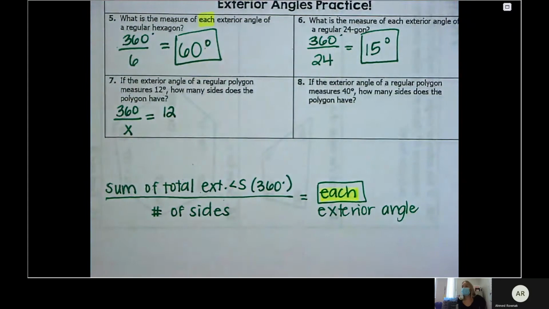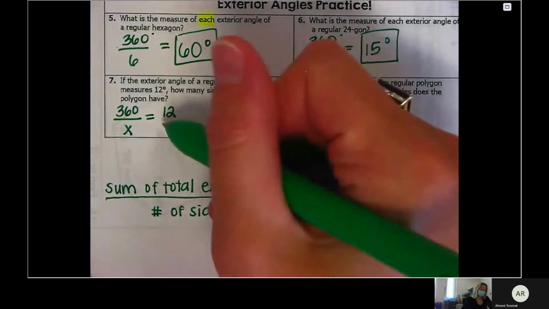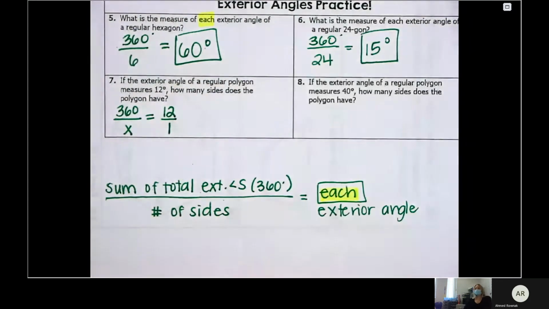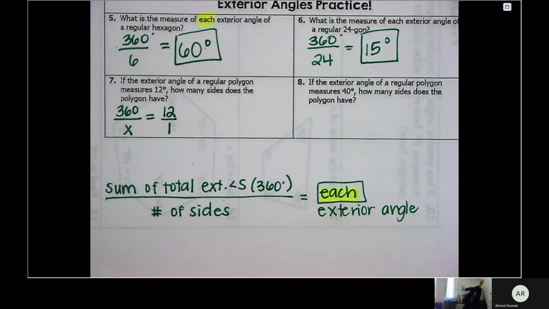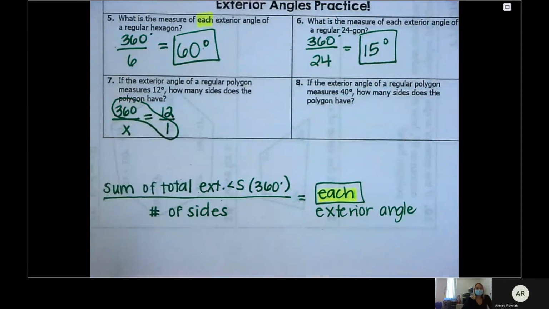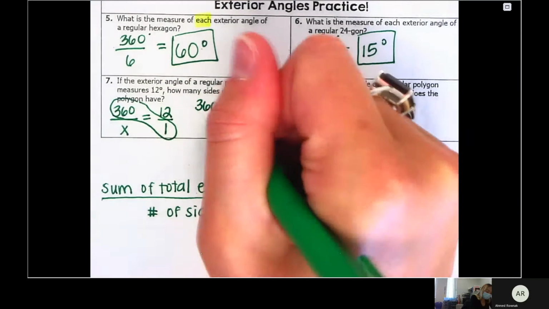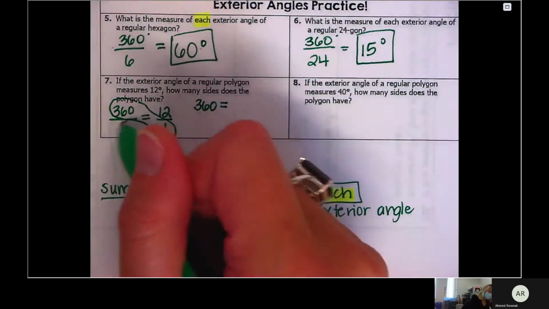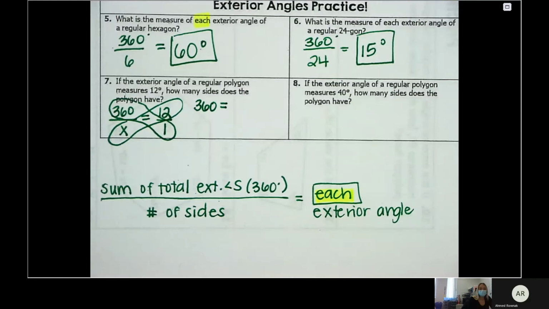And now we've got ourselves a proportion. We've got ourselves a fraction on the left. How do I make it look like a fraction on the right? Put it over a 1. And now this should look super familiar because we've done stuff like this when we did partitioning. What should I do with those fractions now? Cross multiply. Remember this? So you're going to multiply the diagonals together. What's 360 times 1? 360 equals what's 12 times x? 12x.